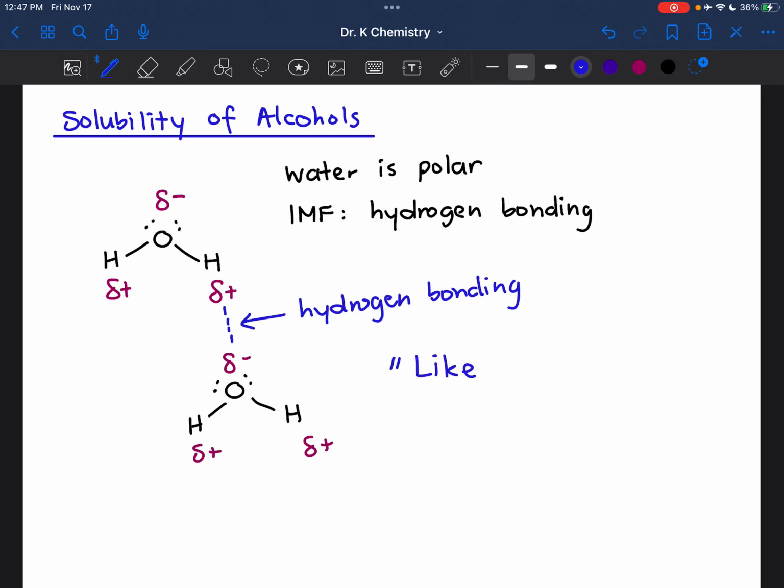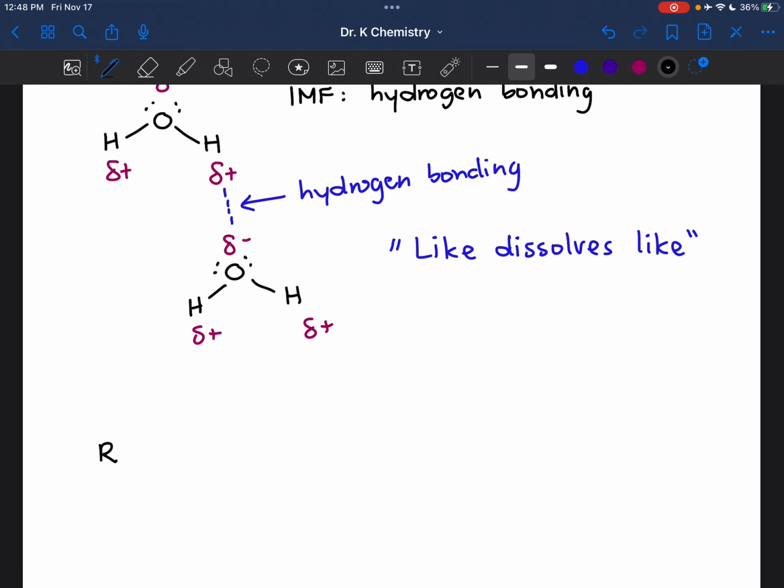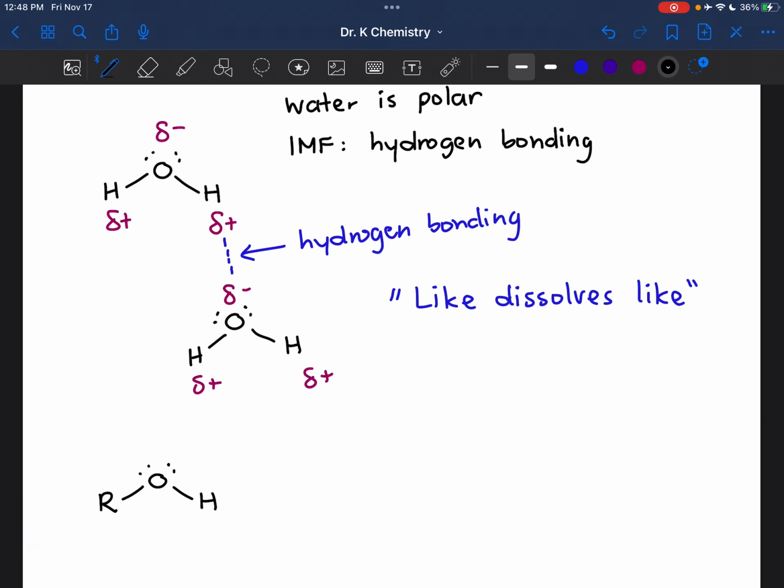If you recall the like dissolves like rule, what this really means is that polar compounds will dissolve other polar compounds, and nonpolar compounds will dissolve nonpolar compounds. So let's look at the structure of alcohols and think about how their structure affects their polarity. It'll look similar to water in that it has this bent shape, it has an OH, but instead of one of these hydrogens, we will have an R group. And that R group is a hydrocarbon chain that can have varying length.